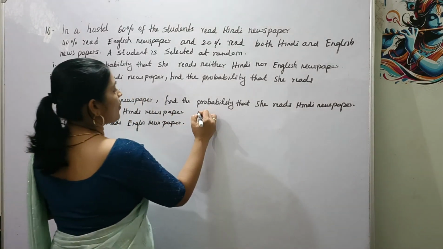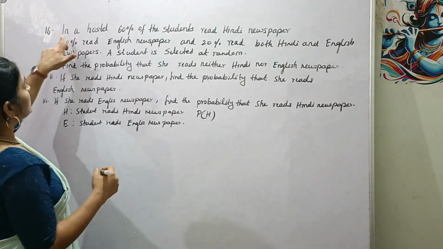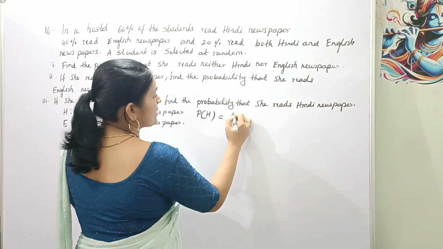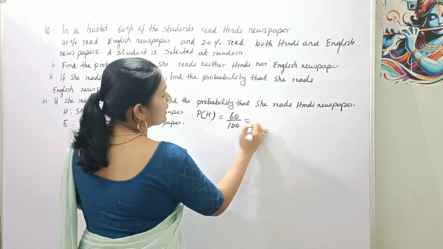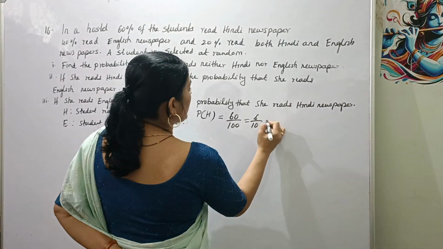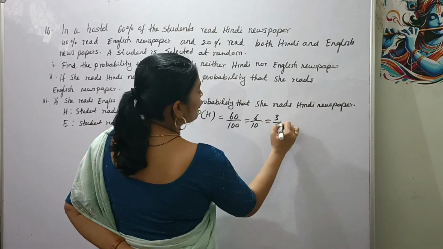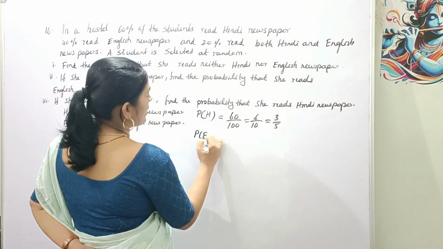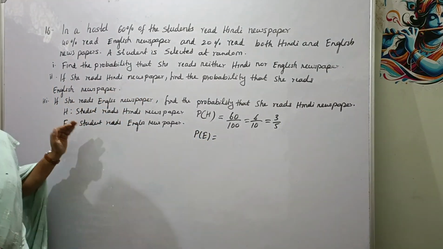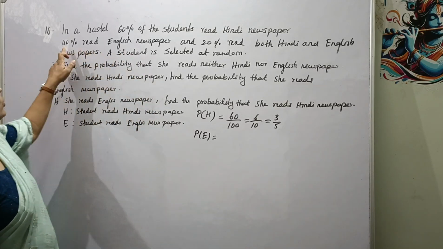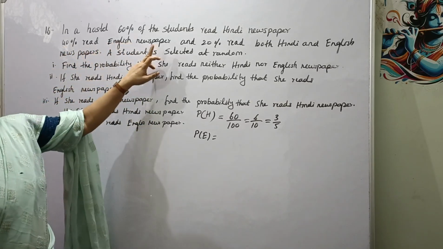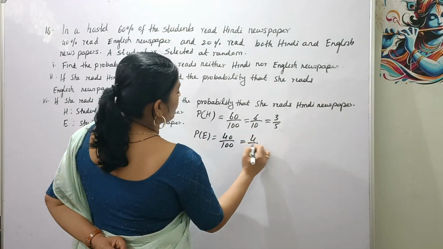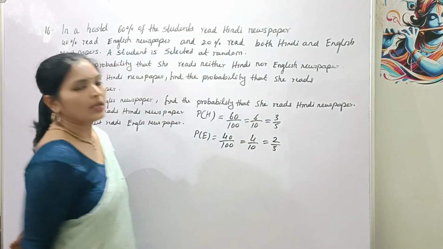Okay, then what is probability of H? Here it is given, in a hostel 60% of the students read Hindi newspaper. Therefore 60 out of 100, right? That is equal to 6 by 10, that is equal to 3 by 5. Okay. Next, what is probability of E? E is the event student reads English newspaper. It is given that 40% students read English newspaper. That is 40 divided by 100. That is 4 by 10 is equal to 2 by 5.